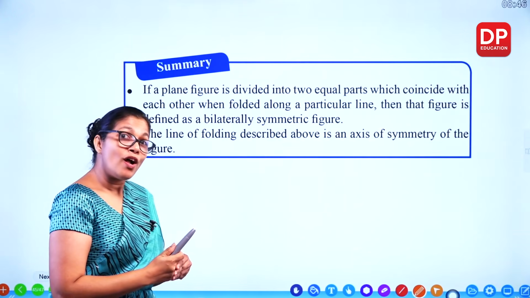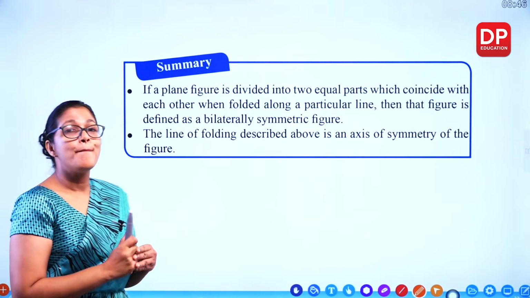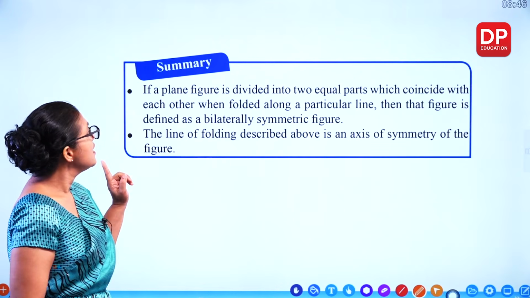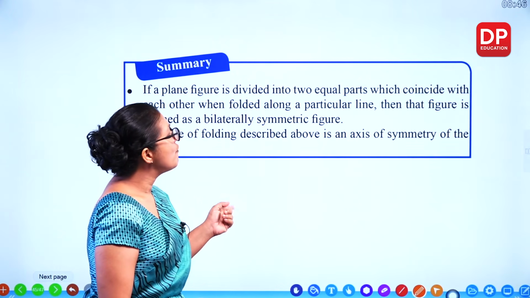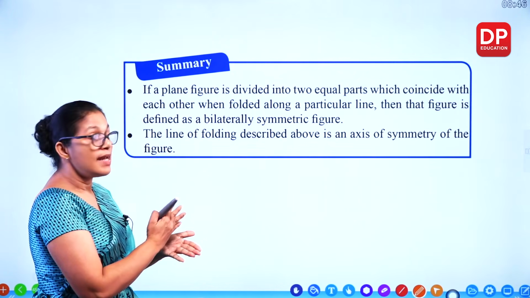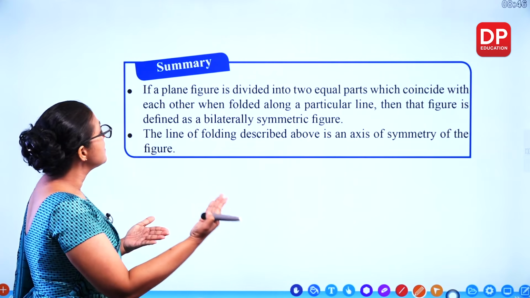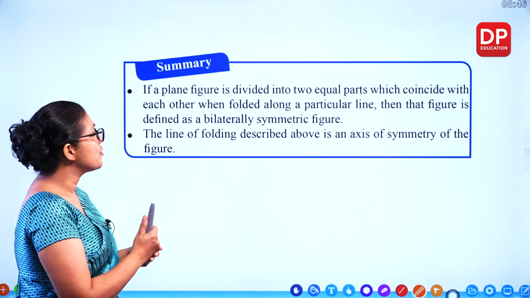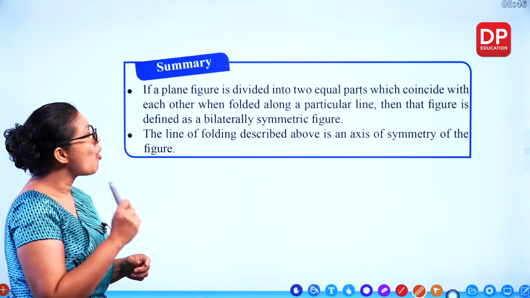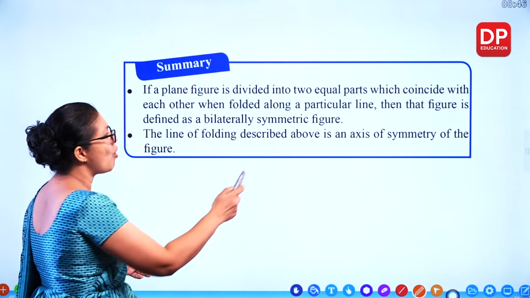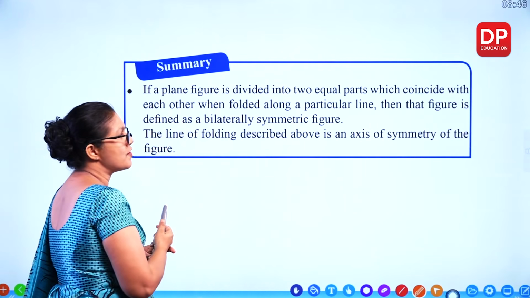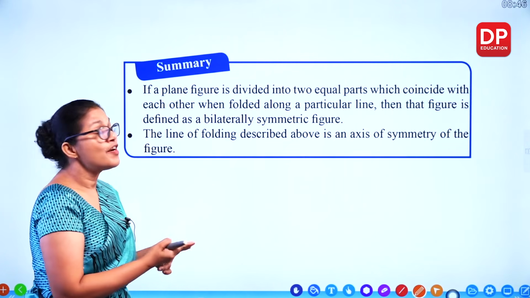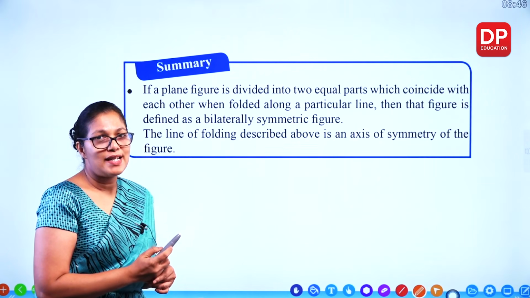So we covered all theory related to bilateral symmetry. So what does bilateral symmetry mean? When you fold a figure along a line and you get the same thing on the other side, we call that bilateral symmetry. And the line is called the axis of symmetry or the symmetric line. So you can cut different shapes with several bilateral symmetry.